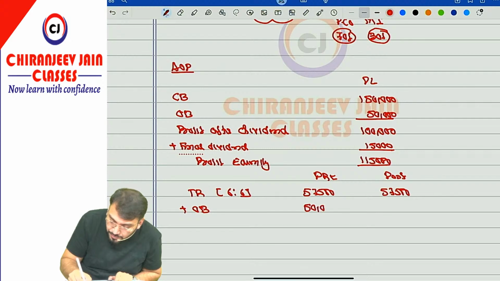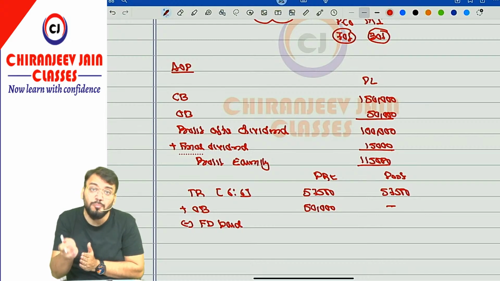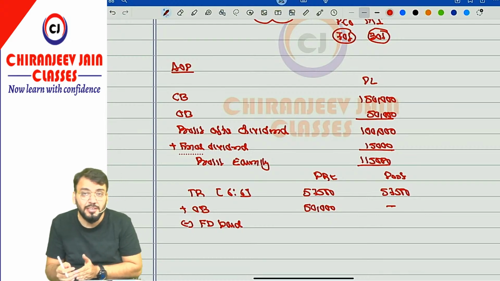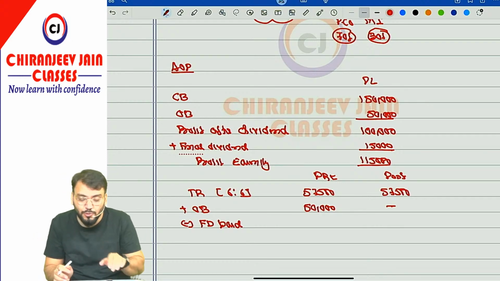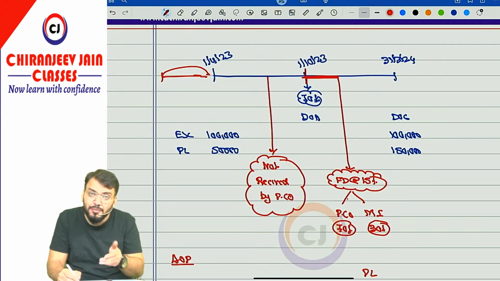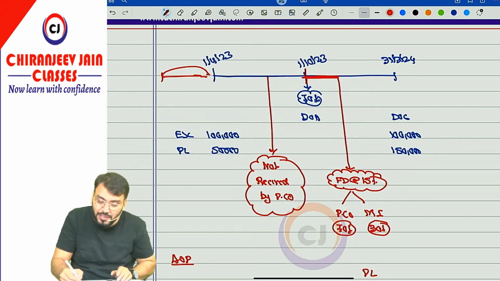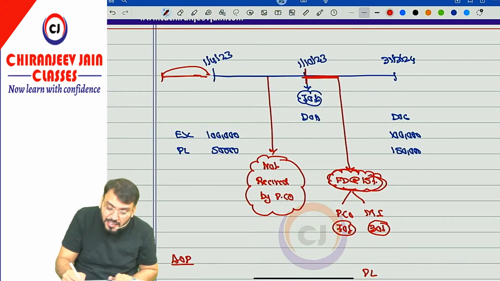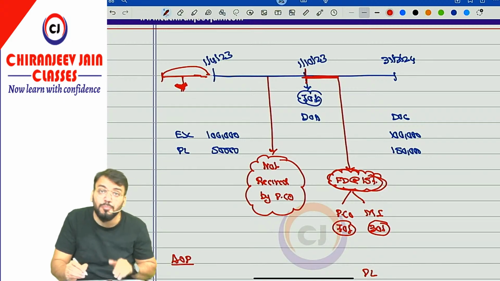pre will be add 50,000 and this will be nil, and from this will minus dividend paid. So final dividend paid deduct from this. If it is declared from pre-acquisition profit, then deduct from pre. If it is declared from post-acquisition profit, then deduct from post. Correct? Now you only say even though paid after acquisition, but this belongs to the previous year, so it means that it has been declared from pre-acquisition profit.